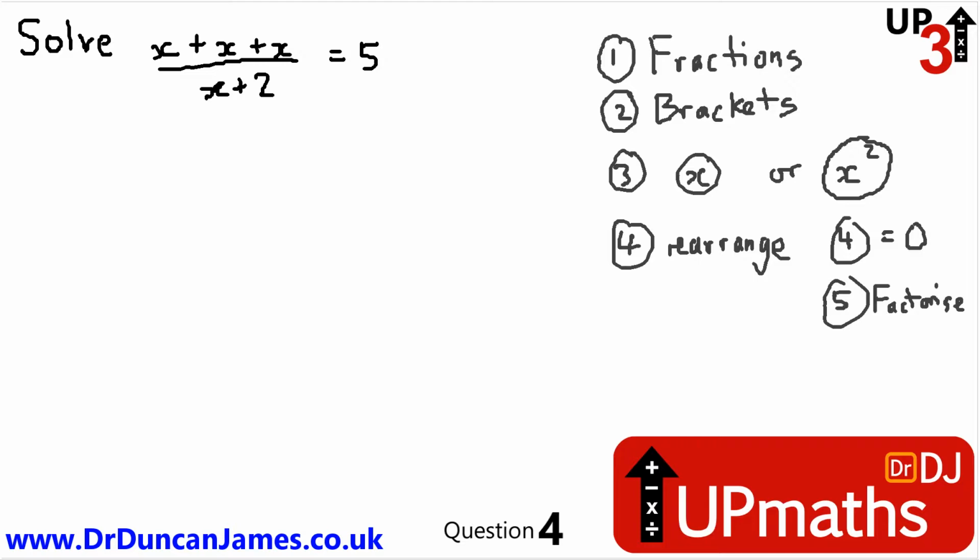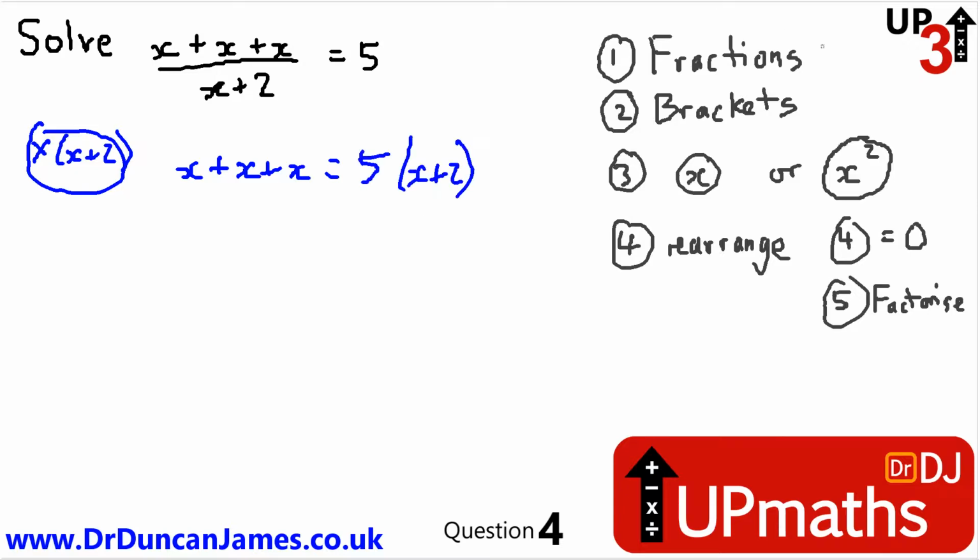So you've got two routes to go here. We could simplify x plus x plus x into 3x, but let's pretend we haven't spotted that yet. Let's get rid of the fraction. Times by x plus 2, which means you've got x plus x equals 5 times x plus 2. Let's get rid of the brackets. X plus x equals 5x plus 10.